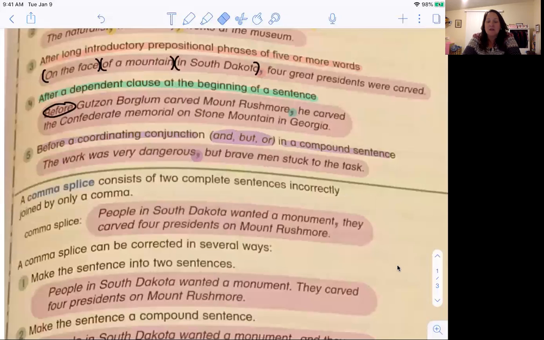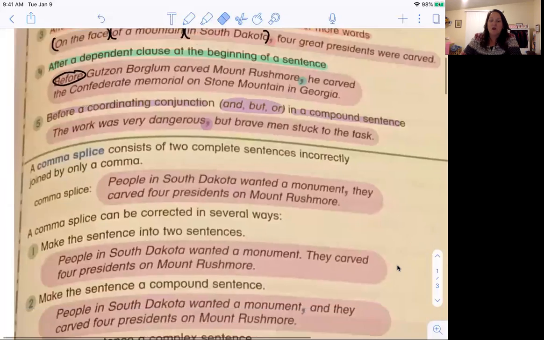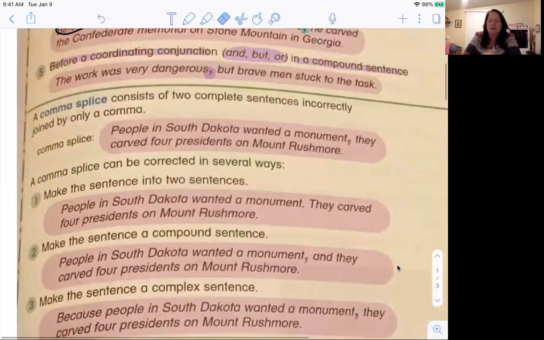A comma splice can be corrected in several ways. First, you can make the sentence into 2 sentences. People in South Dakota wanted a monument. They carved 4 presidents on Mount Rushmore. So you can make 2 sentences. Or number 2, make the sentence a compound sentence, like kind of what I showed you.